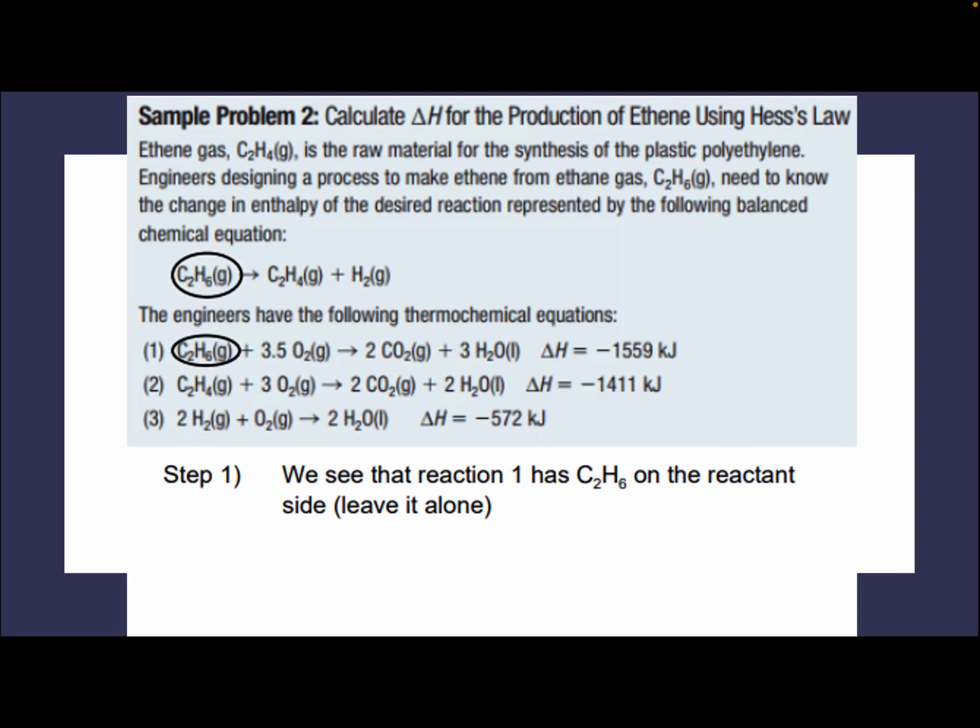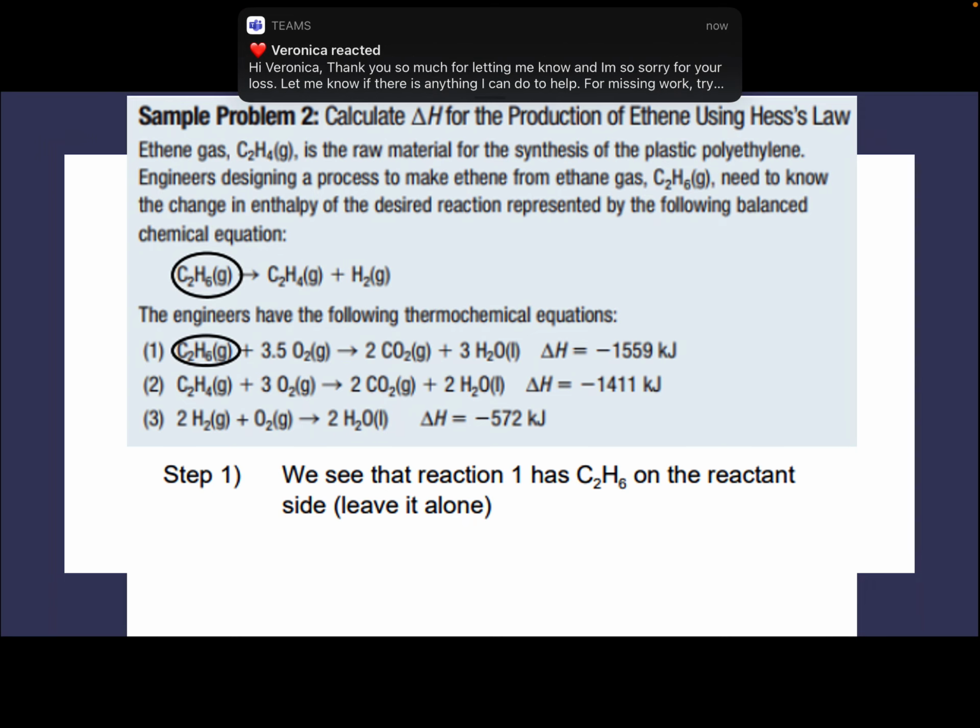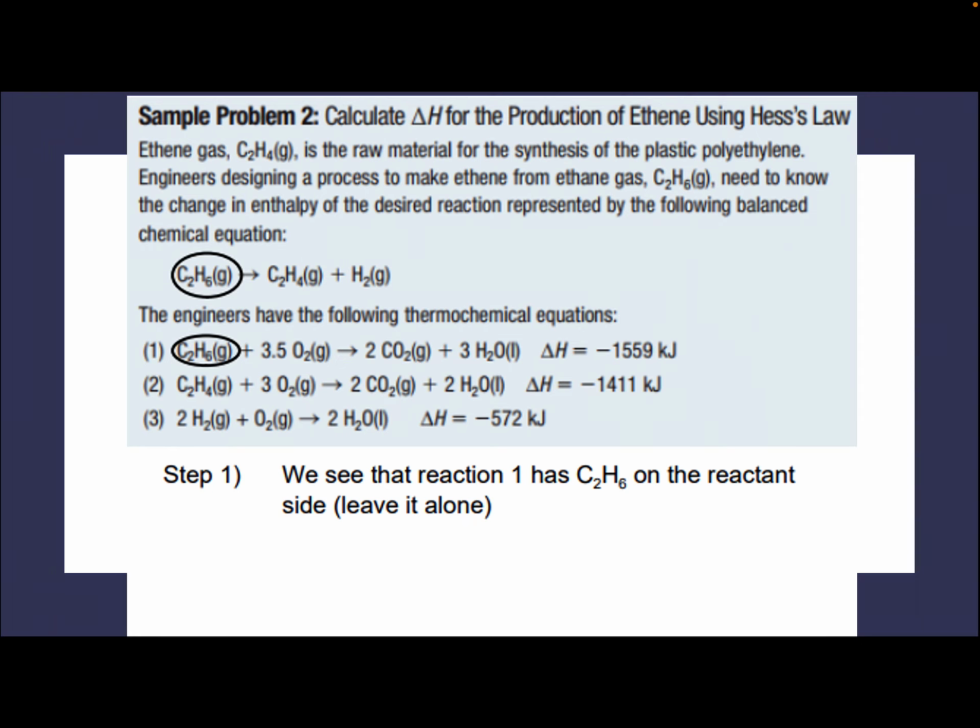Let's do some more examples together because that can be very confusing. And so let's go more over it, okay? So now, for the next sample, we're going to calculate the change in enthalpy for the production of ethene using Hess's law. So here is the question. We have ethane gas, and it is used for the synthesis of the plastic polyethylene. Engineers are designing a process to make ethene from ethane gas, and they need to know the change in enthalpy of the desired reaction represented by the following balanced chemical equation.